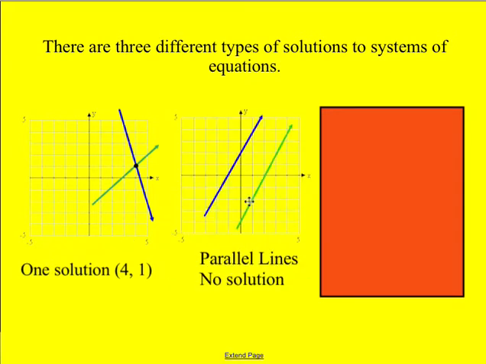Next is that there are parallel lines. So if there's parallel lines, that means the 2 are never going to cross. And maybe make a note to yourself that 2 lines are parallel if they have the same slope. Okay, so if they're parallel lines, they're never going to cross each other.